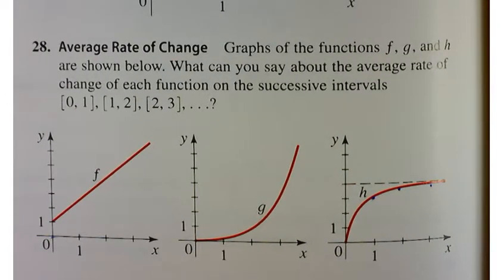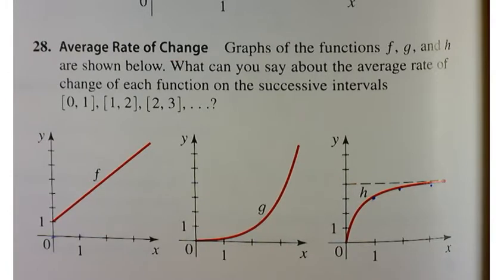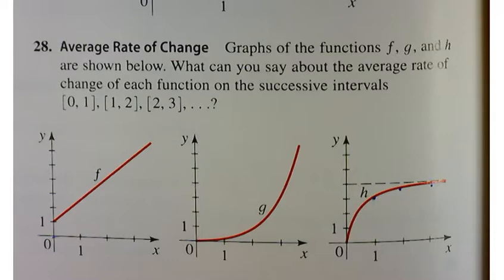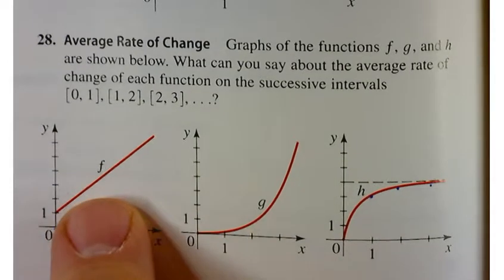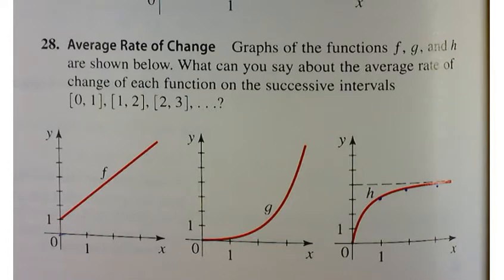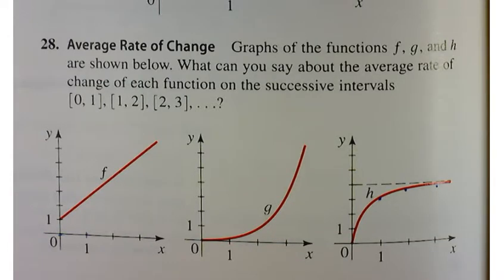It says graphs of f, g, and h are shown below. What can you say about the average rate of change of a function on each of the successive intervals? Let's start out with one that we've already practiced. This one. What's happening with the average rate of change on that one? Or what is the average rate of change? The slope. Good. And what's the slope of this line?